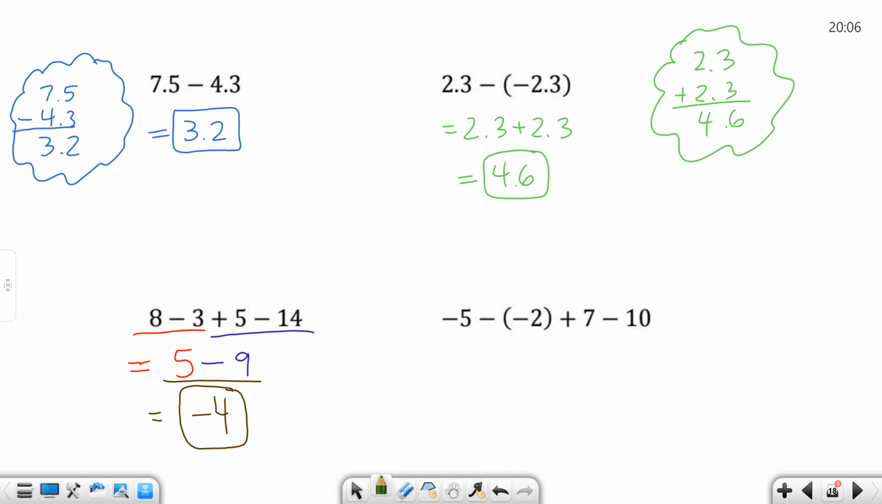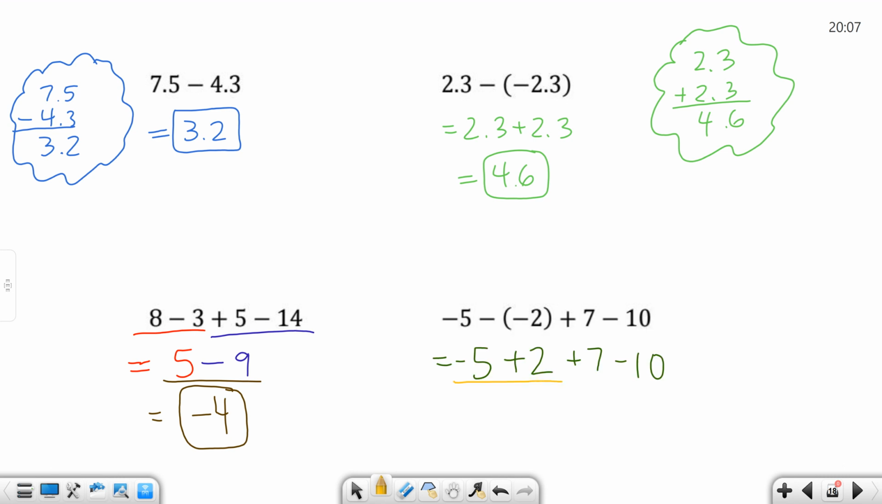And the next one has two signs right here. So I'm going to write it down again. I'm going to say, okay, this is going to be a 5, a 2, a 7, and a 10. And the 5, the 7, and the 10 don't change. Negative 5, positive 7, negative 10. But minus a negative 2 becomes what? Plus 2.